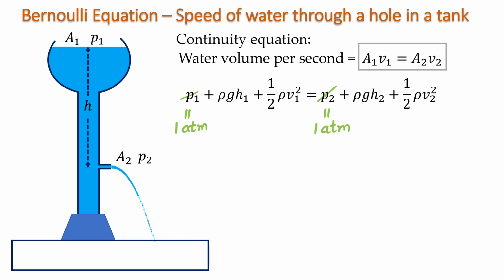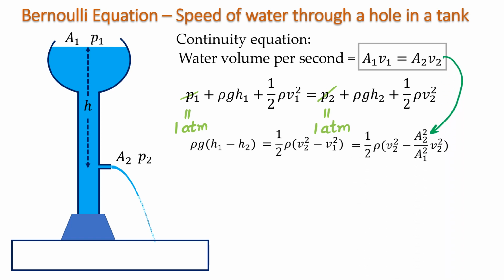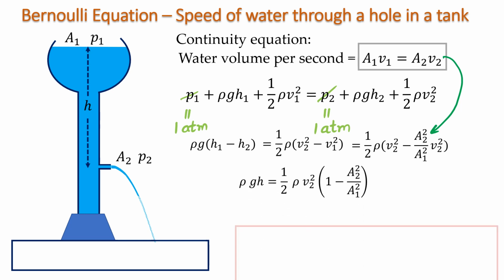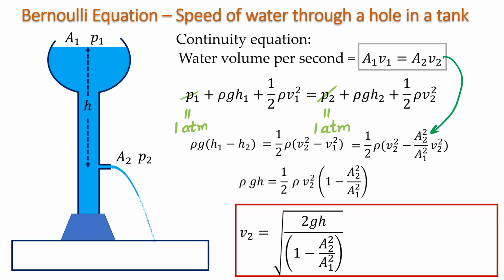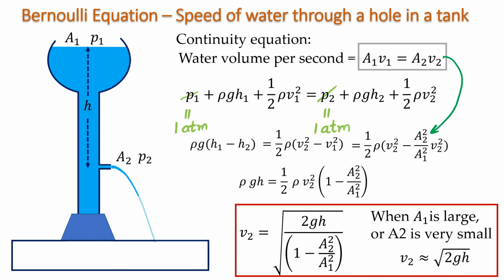We rearrange the terms in Bernoulli's equation and get this. Substitute V1 from the continuity equation and get this relationship, which is the answer for the velocity of water flowing out of the hole. We can see that when A1 is very large or A2 is very small, the velocity of water flowing out of the hole reduces to the square root of 2gh, which is also known as Torricelli's law.